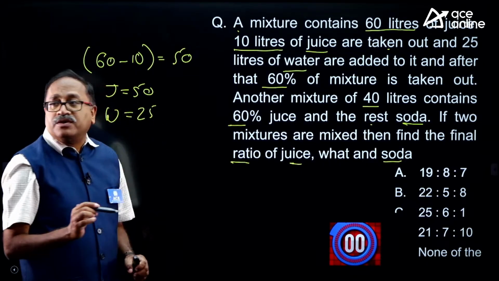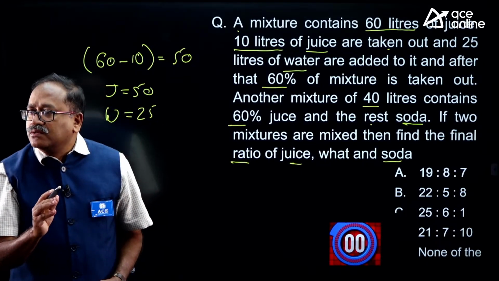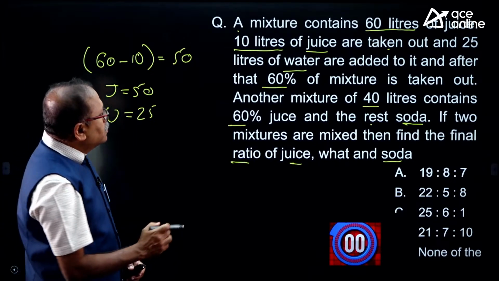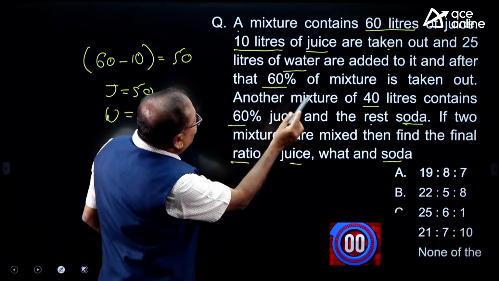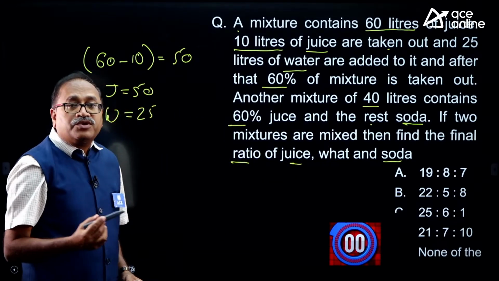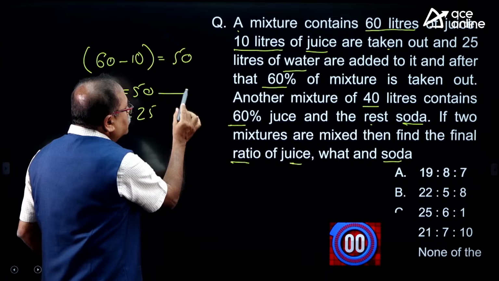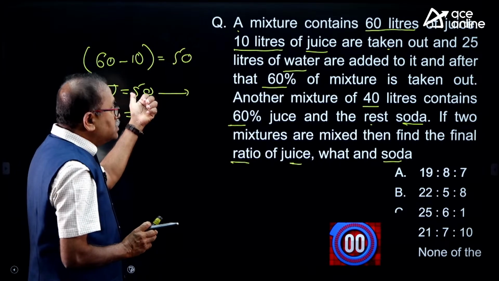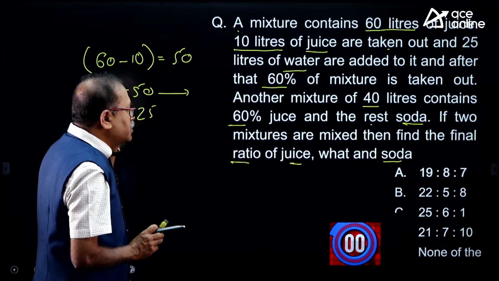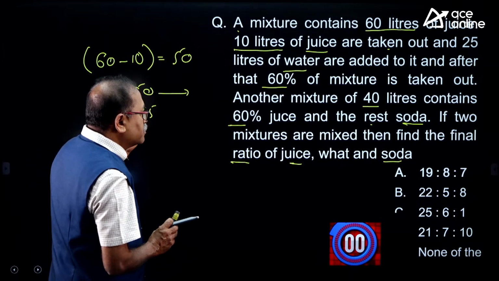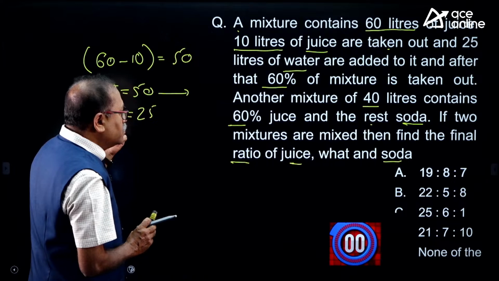25 liters water. Anyone answer the question? Now, after that 60% of the mixture is taken out. When you take out the 60% of the mixture, how much are you taking out? So here 60% of 50 is nothing but 6 fives are 30. Am I right over here?